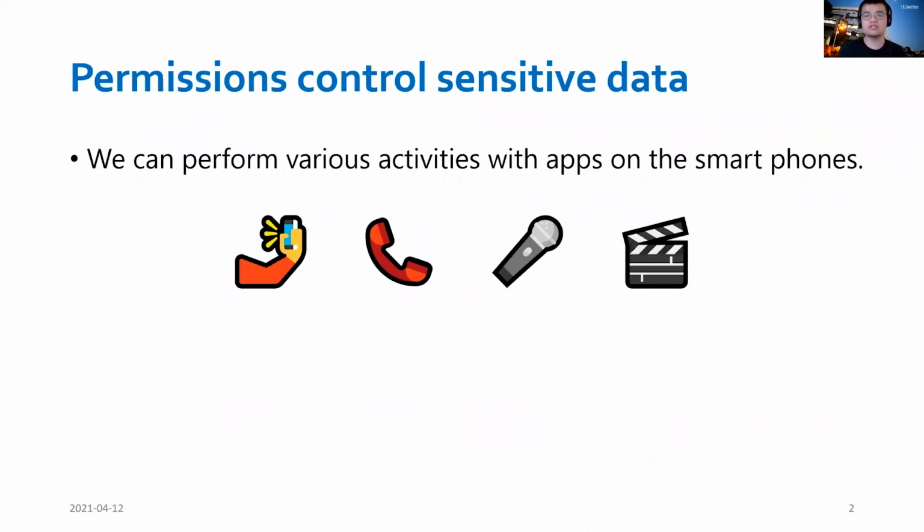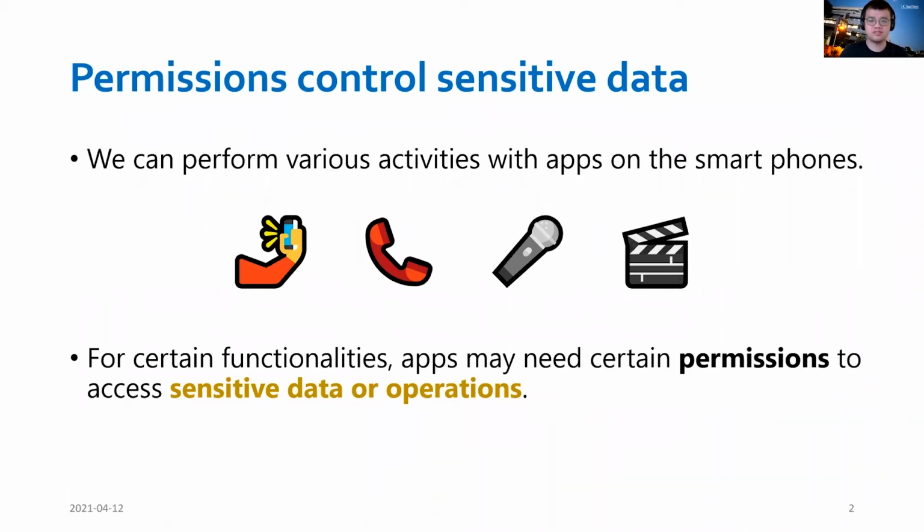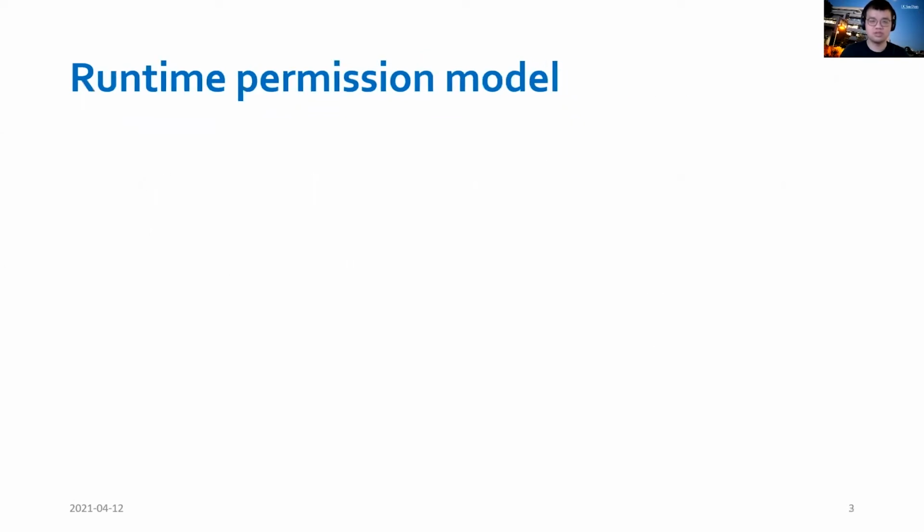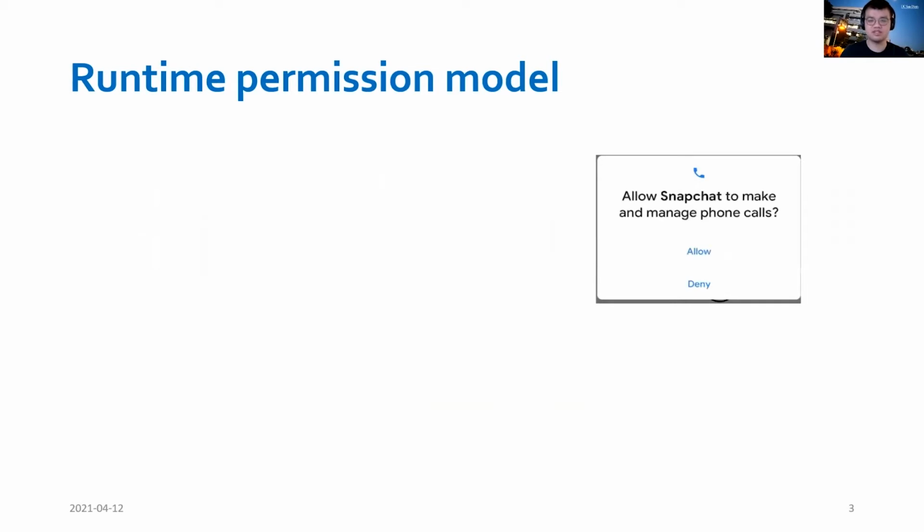Nowadays, we can perform various activities with different apps on smartphones, such as taking selfies, making phone calls, karaoke, or watching videos. For certain functionalities, the apps may need permissions to access sensitive data and operations, such as camera, microphone, or photos. The permissions give us control over this sensitive data. In the runtime permission model, apps request permissions when users start using the app. Here is one example from Snapchat, asking to make and manage phone calls.